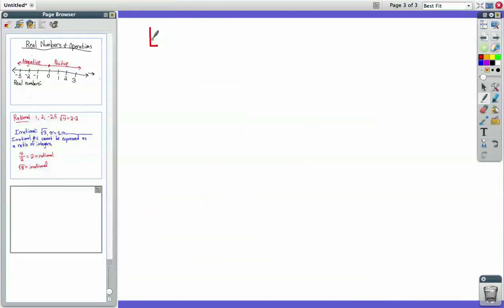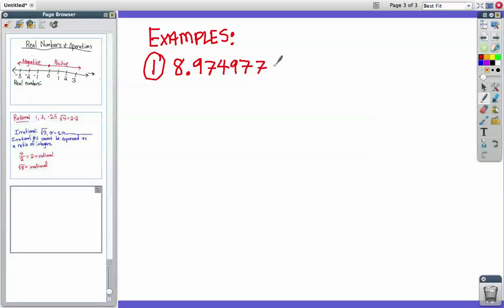Now we are going to look at 4 examples. So I want you to write down examples in your notes below what you've just done, and we're going to look at 4 different examples. The first example is 8.97497, 7, 4, dot, dot, dot. This ellipsis means that these numbers just keep going on forever, but they keep following this pattern, 974, 9774. So we'll put numerals repeat.